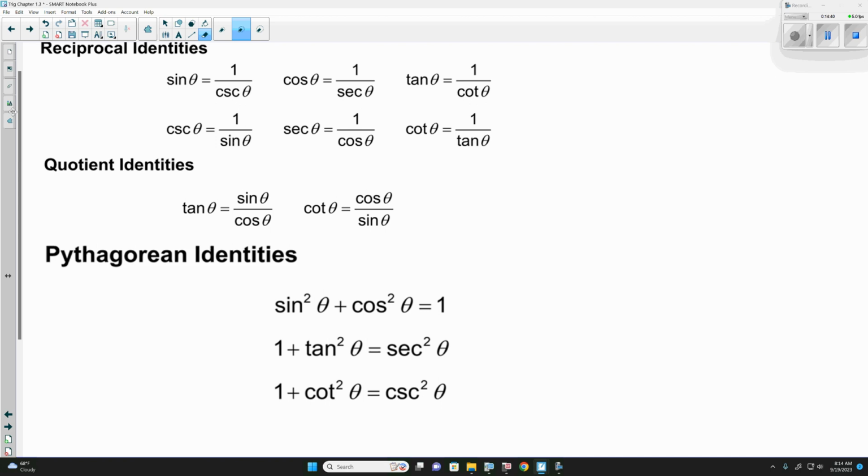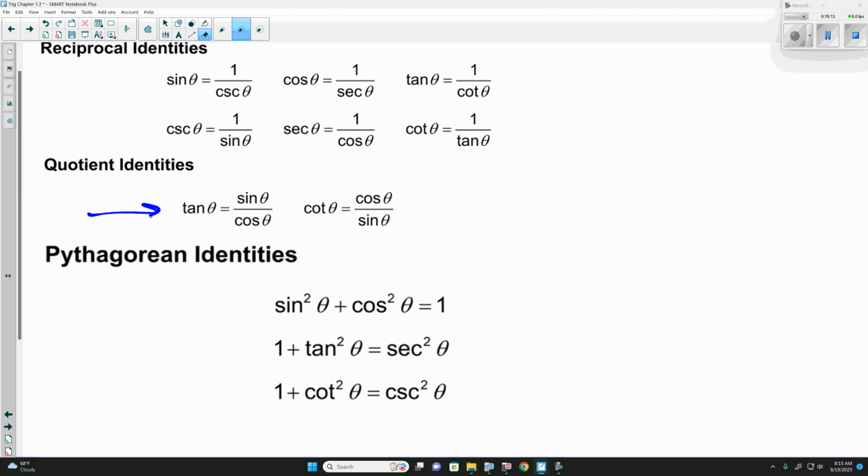Fundamental reciprocal functions. Sine is 1 over cosecant. Cosine is 1 over secant. Tangent's 1 over cotangent. And the reverse is true. Cosecant's 1 over sine. Secant's 1 over cosine. Cotangent's 1 over tangent. Quotient identities: tangent is sine over cosine and cotangent's cosine over sine. And we went over the fact that tangent is sine over cosine. I was able to show y'all how that worked and that it is true.